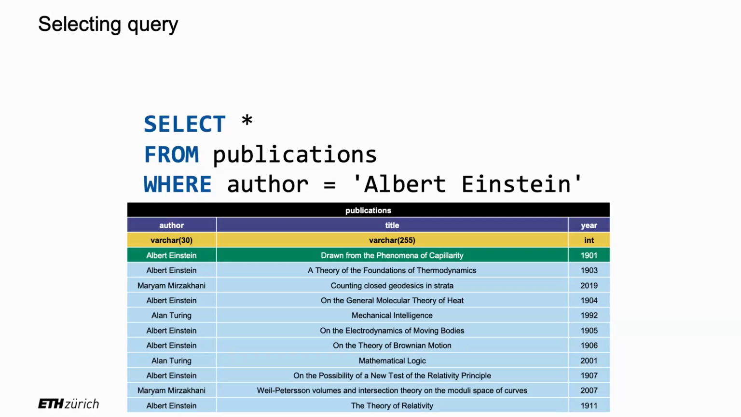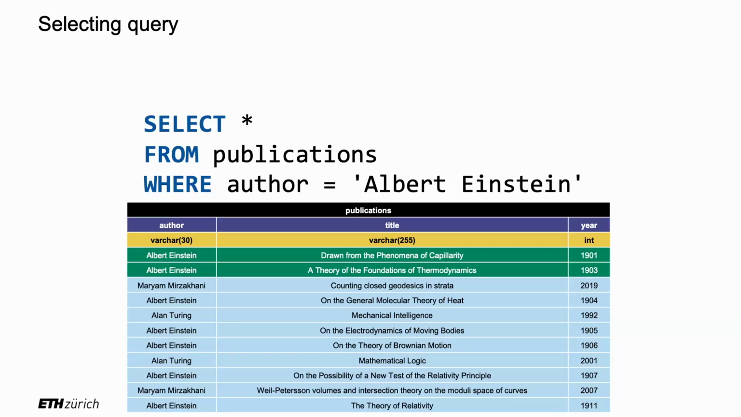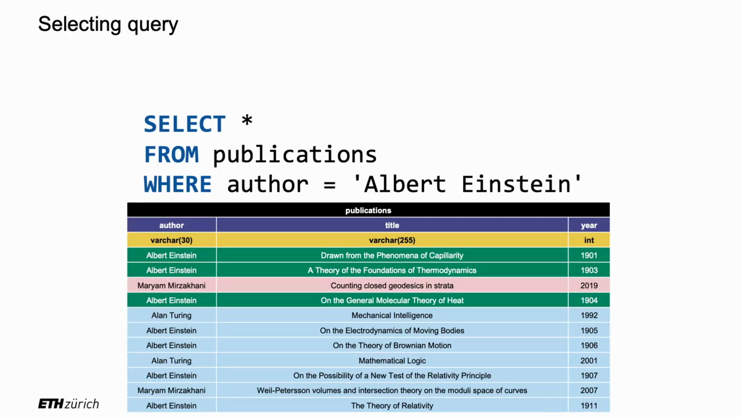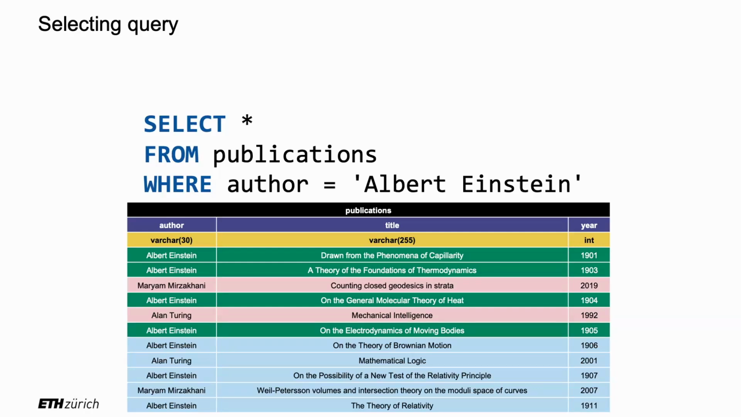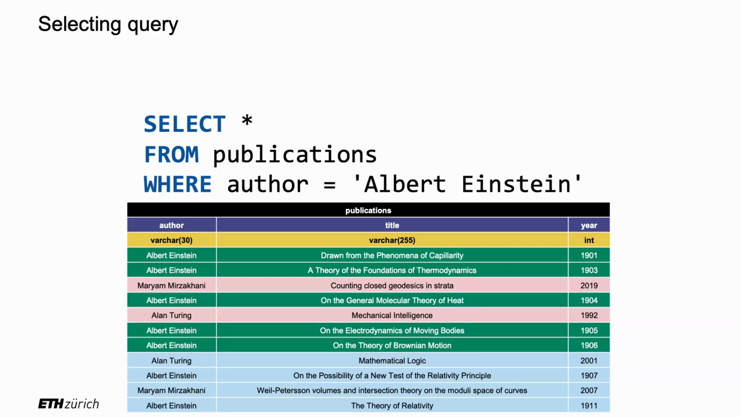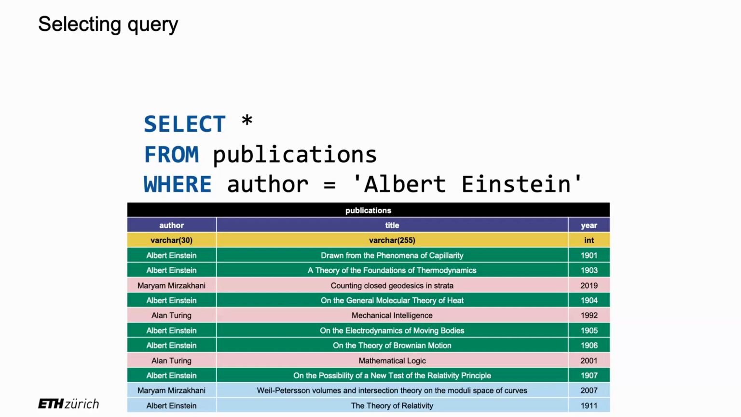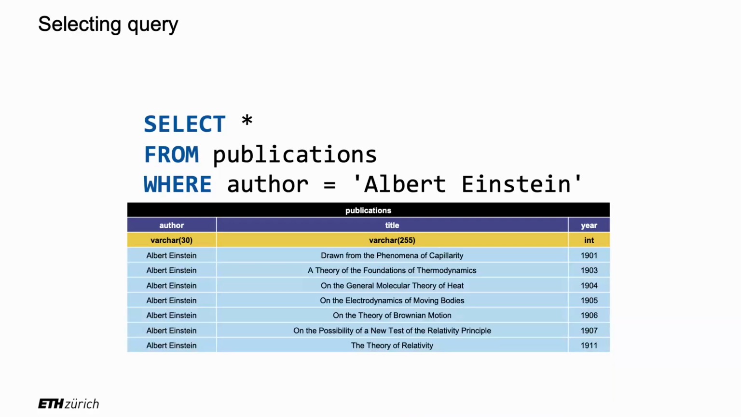First one, Albert Einstein, check, keep it. Second one, Albert Einstein, check, keep it. Third one, that's not Albert Einstein, we don't keep it. Fourth one, that's Albert Einstein, we keep it. Fifth one, that's not Albert Einstein, we don't keep it. Here it's Albert Einstein, we keep it. Albert Einstein again, we keep it. Not Albert Einstein. Albert Einstein. Not Albert Einstein. And Albert Einstein. Now we can return these query results.